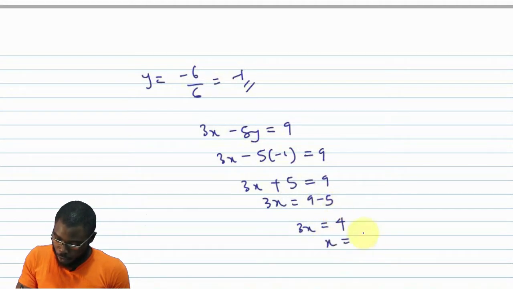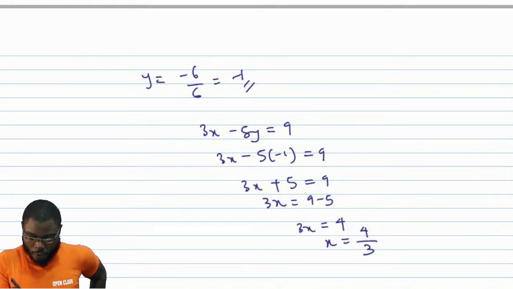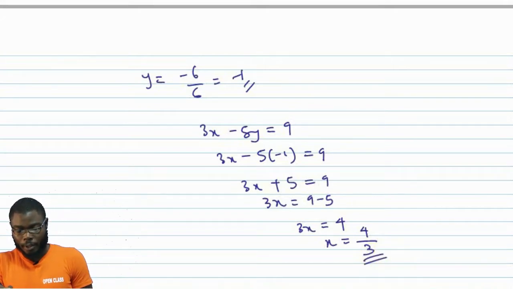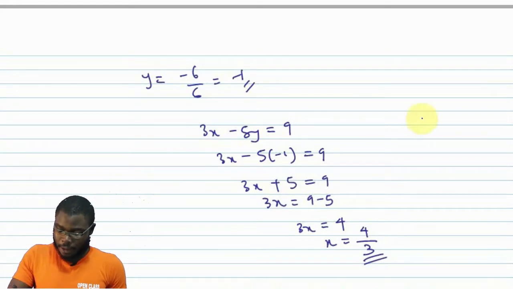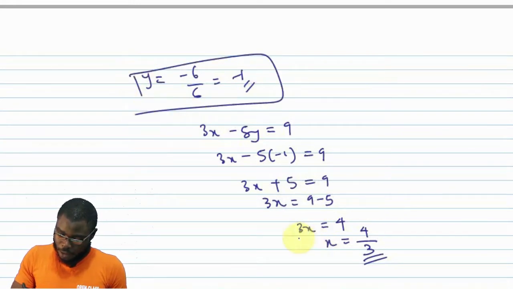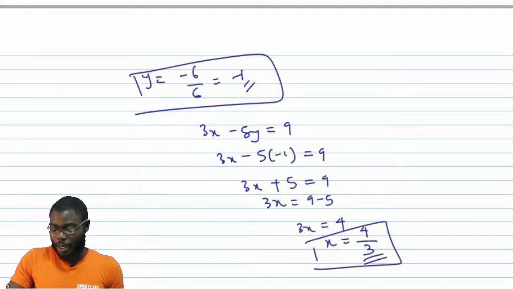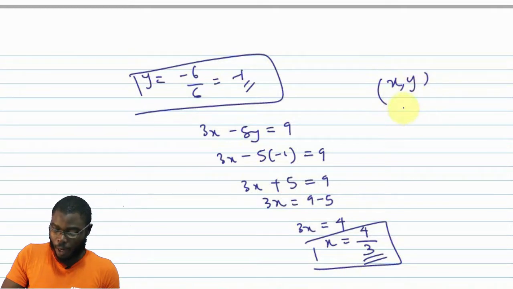So your x equals 4 over 3. Your x equals 4 over 3. Now this is your y and this is your x. If you look at the options, in mathematics, each time you write coordinates, you write x comma y. So you write the value of x comma the value of y.